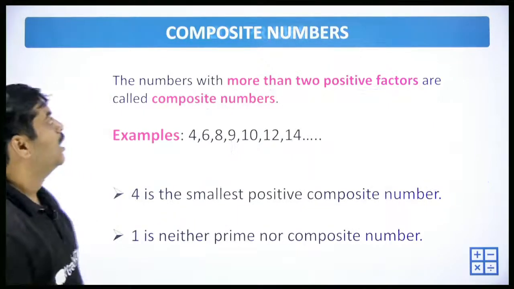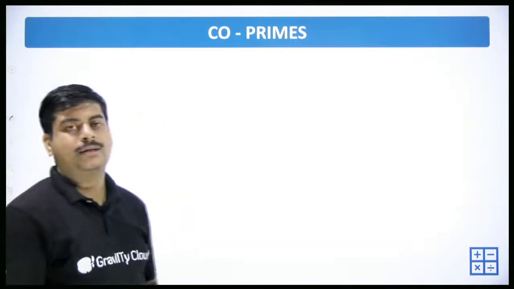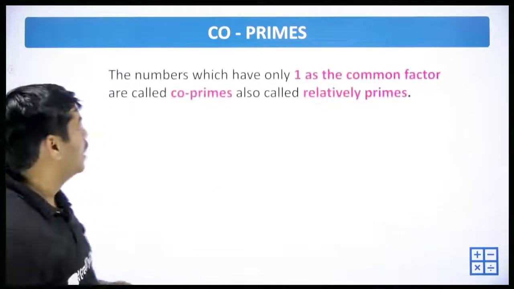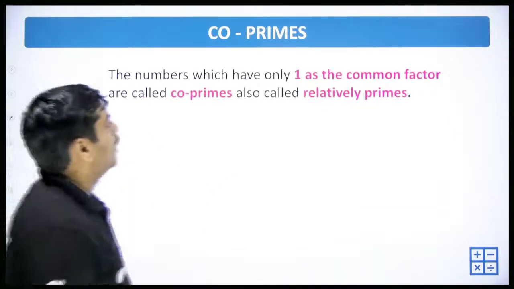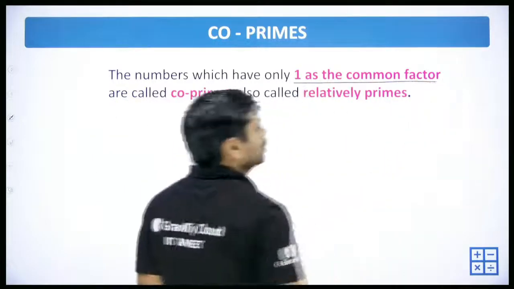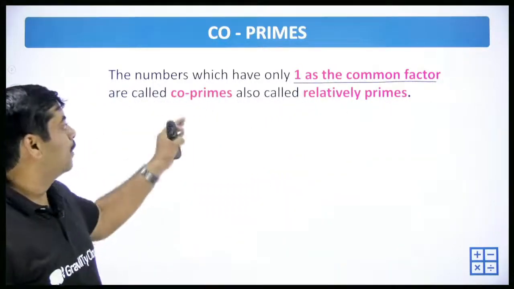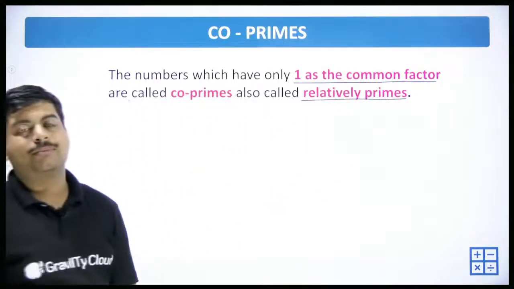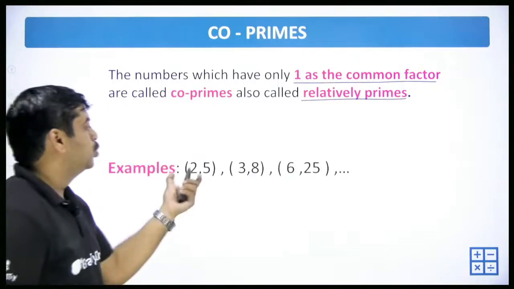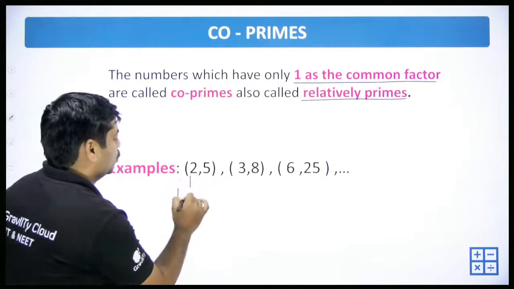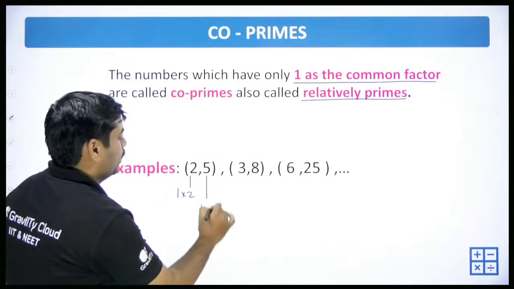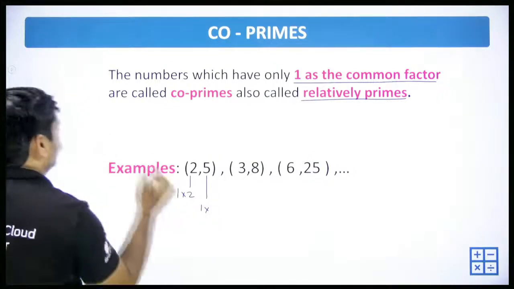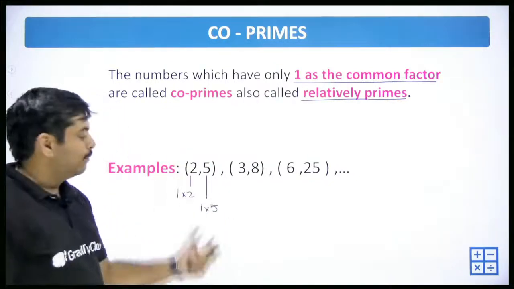Okay, so let's move ahead to find what are co-primes. We discussed the prime numbers, we discussed composite numbers. Let's try to understand what are co-prime numbers. The numbers which have only 1 as a common factor are called co-primes, which are also called relatively prime numbers. Let's take an example. 2 and 5. 2 is 1 into 2, 5 is 1 into 5. So there are no common factors between them except 1.